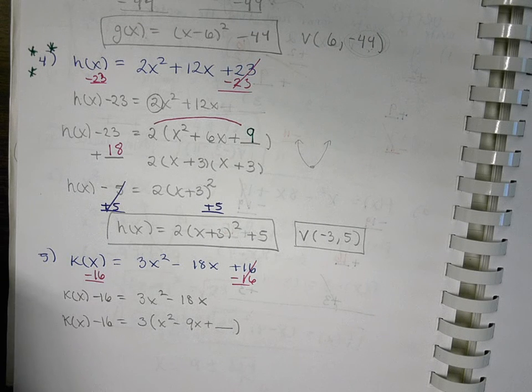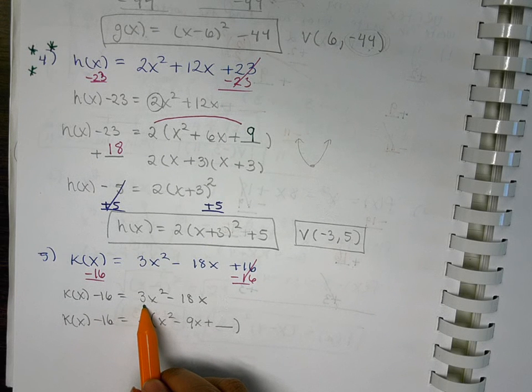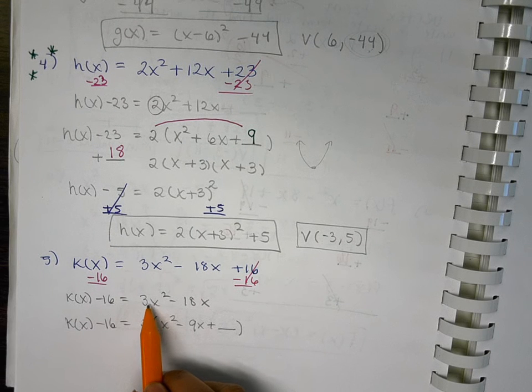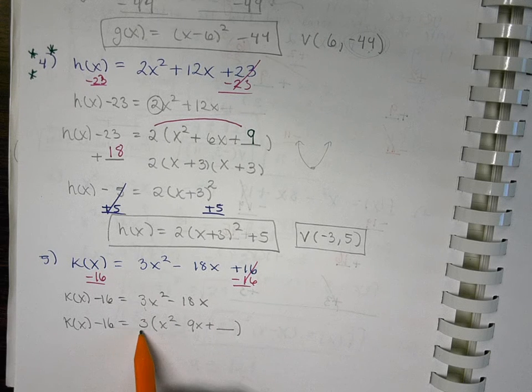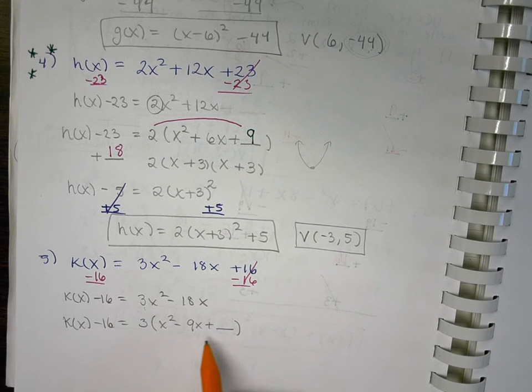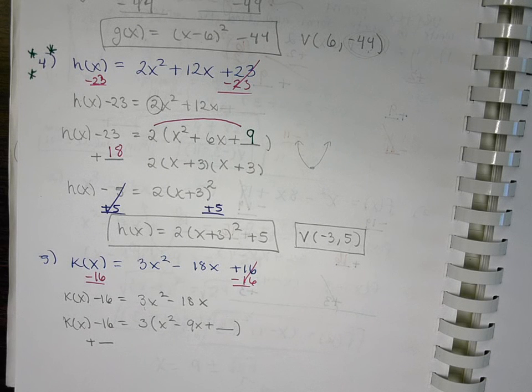Why is this problem different? Because the leading coefficient is no longer 1. Right, now that it's going to be 2 or 3 or 4, you take that leading coefficient out first before you cut in half and square. So he said you take the 3 out and you have x squared minus 9x, and then now you put your plus blanks on each side. So now cut in half and square. Can you tell me what that gives you? Cut this in half and square it.